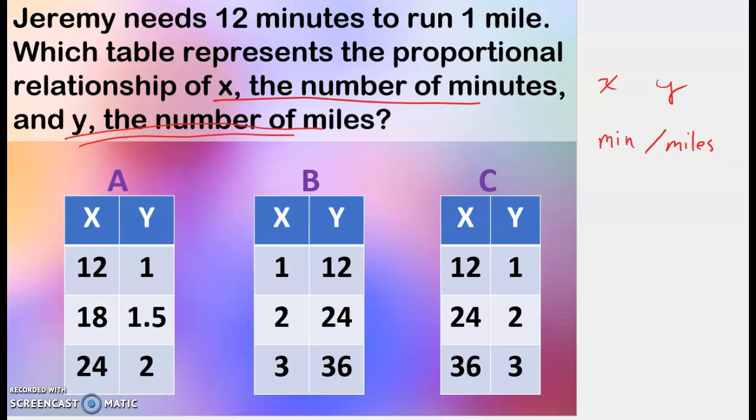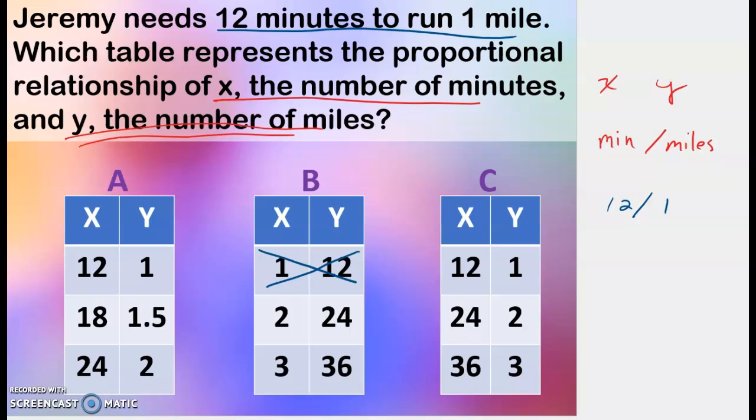So we have 12 minutes to run 1 mile. So it's going to be 12 to 1. B we can get rid of because it's 1 to 12, so it's in the wrong order.